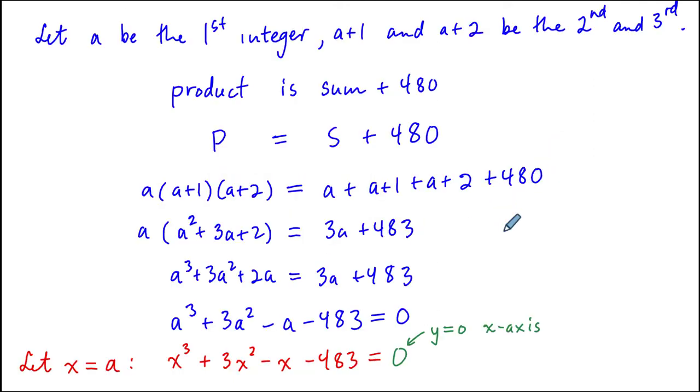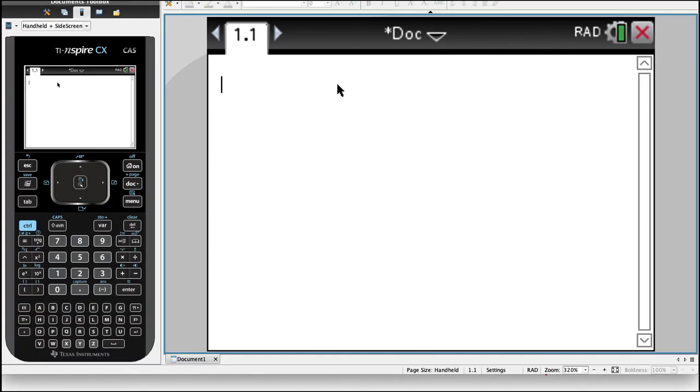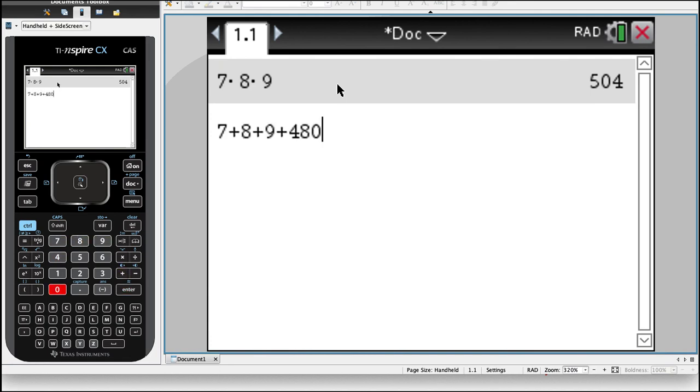And if we go back to the problem, we solve this by technology and we get that x is equal to 7, which means that my other two numbers are going to be x plus 1 equals 8 and x plus 2 equals 9. And so the product of those is going to be 480 more than their sum. We can confirm that numerically with a calculator. So to check our product, 7 times 8 times 9 is equal to 504, and 7 plus 8 plus 9 plus 480 is also equal to 504. So it looks like we found our 3 consecutive integers that solve the problem.